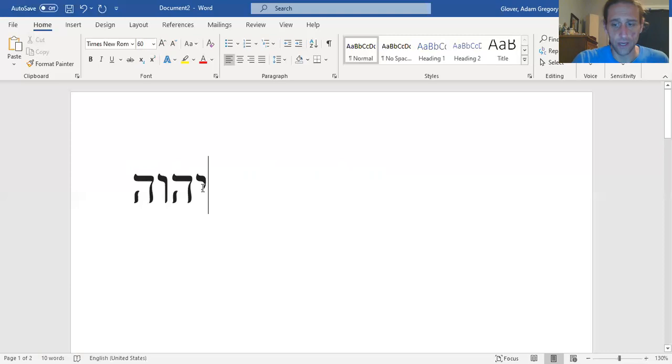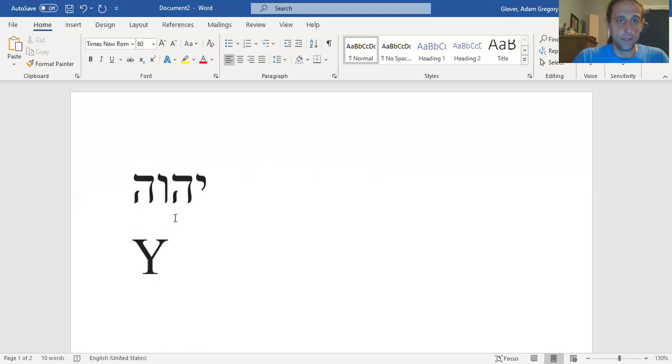So the first letter here is a yod. This little mark here, a yod. And the yod generally makes a Y sound. Sometimes it functions as a vowel, but in this case, since it begins a word, it's pretty clear that it's supposed to make a consonantal sound, roughly equivalent to a Y in English.